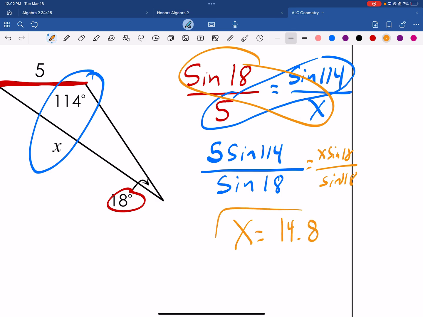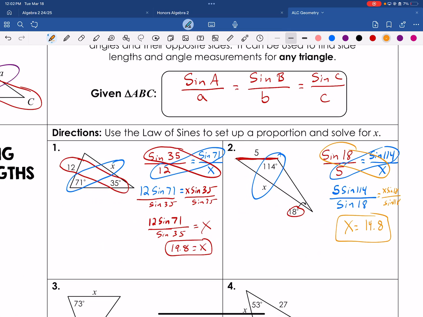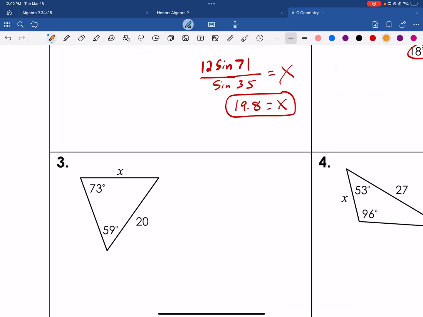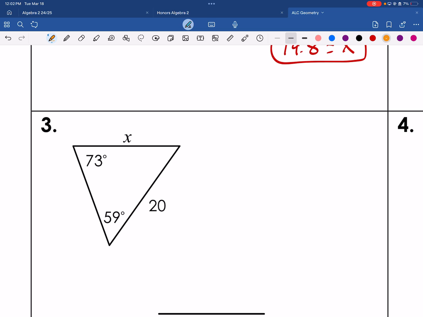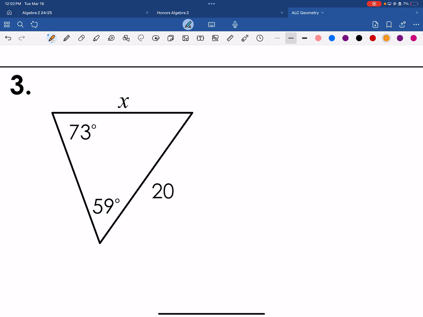So now we know the length of that side using the law of sines. And as long as you know an angle and its opposite side and one other thing, you can find everything else. Okay. Let's take a look at this one. I want you to go ahead and do this one. So you can find the value of x, rounding it to the nearest tenth. Round to the nearest tenth.